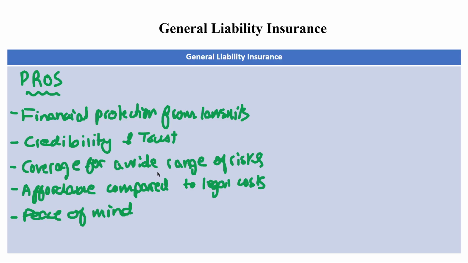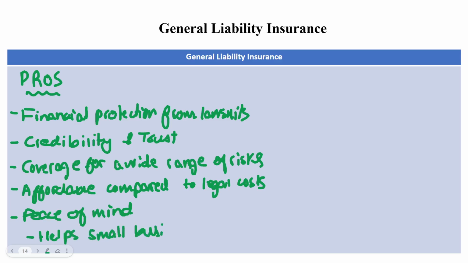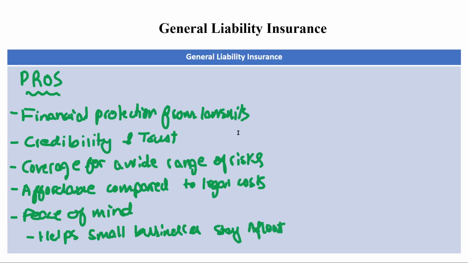And lastly, we have helps small businesses stay afloat. For small businesses and startups, an unexpected lawsuit can be financially crippling. Many small businesses do not have the resources to fight lengthy legal battles or pay hefty settlements. Having GLI in place can ensure that a single unfortunate incident does not lead to financial ruin, allowing small businesses to continue operations with confidence.